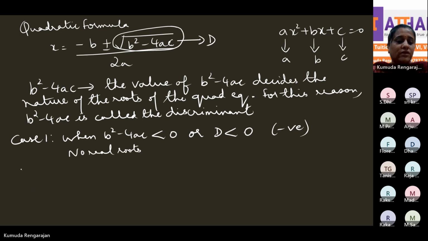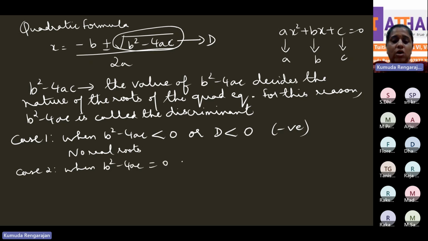Case 2, when b square minus 4ac is equal to 0, or in other words, d is equal to 0. So you can see here, square root of 0, so plus or minus 0 it will be. That means there's only minus b by 2a. So that will be only one root. What about the other root? The other root is also minus b by 2a. So this is the case where the quadratic equation has real roots, real and equal roots.